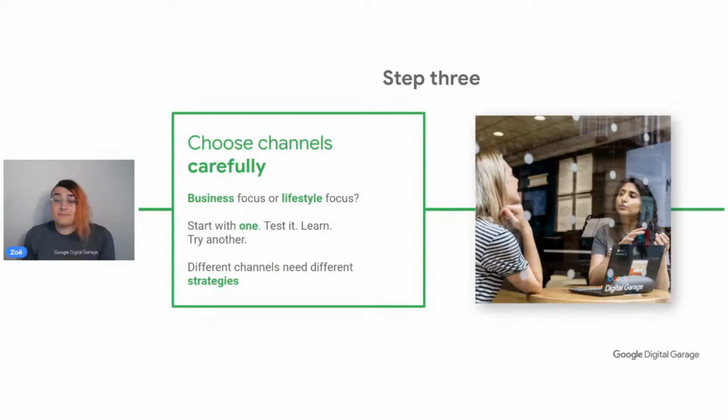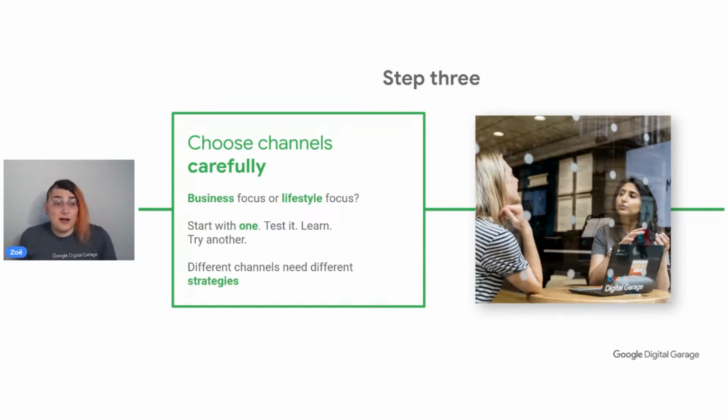Step 3 then. What social network should we use? We're going to go through all of the social networks now. Not all of them, sorry. That was just a blatant lie. We're going to go through the big ones, I think we've got 7 here. And we do need to choose these carefully.